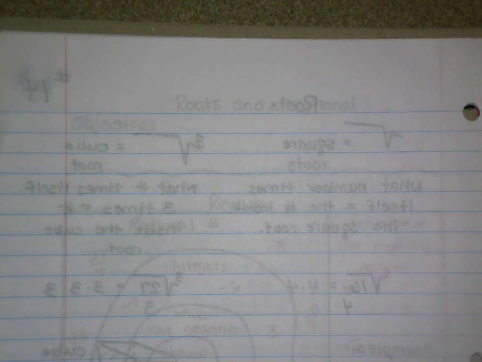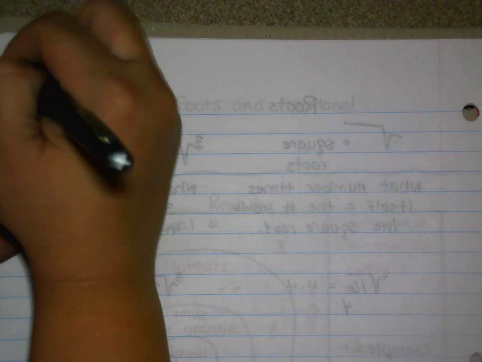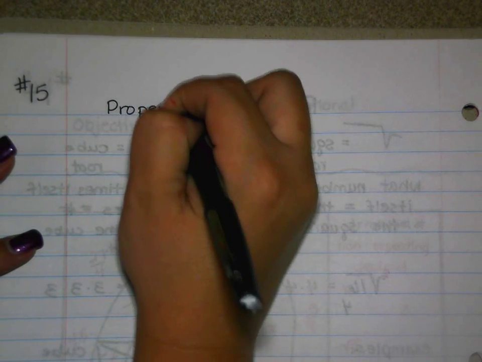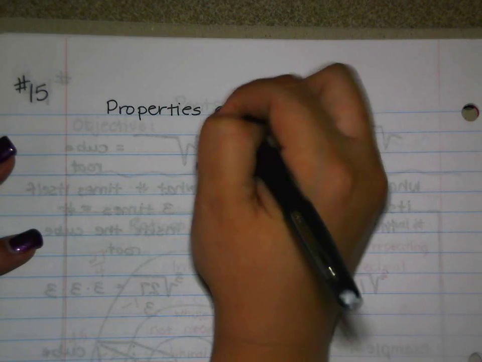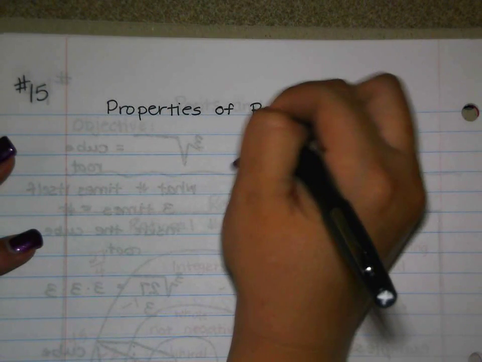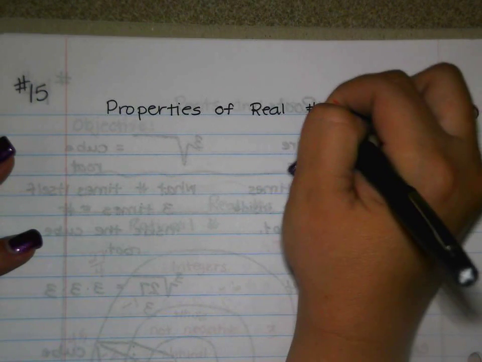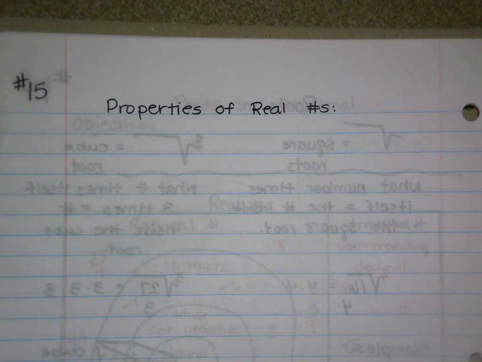Okay, accelerated 7th grade math. This is going to be your item number 15, and we are going to be talking about properties of real numbers. If you have written your objective and done your vocabulary, then you're about ready to move on. If you have not, then you need to stop and go back and do those.